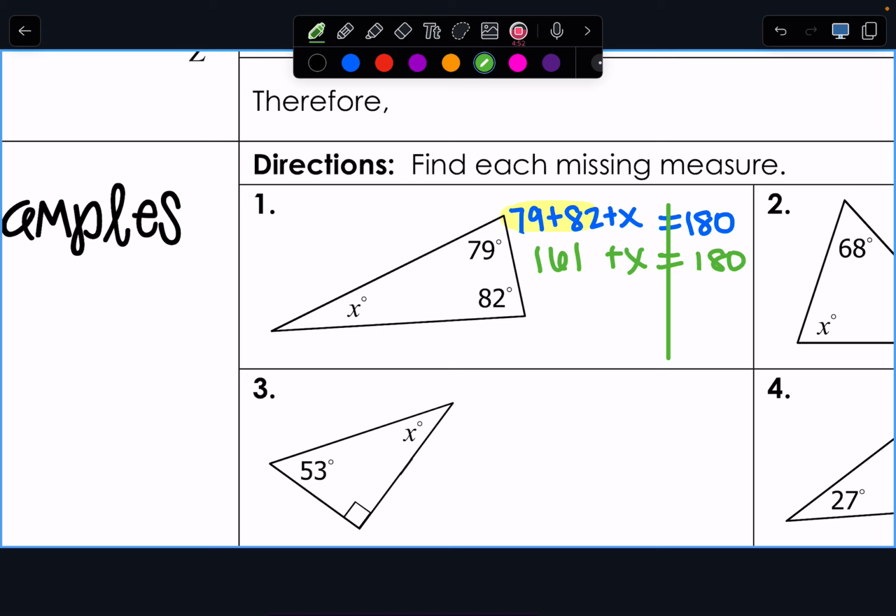How do we get x by itself? If we have 161 plus x, what operation do we need to do? We need to subtract. So we need to subtract 161 to get x equals, what do we get? 19. Do you agree with Charmony's 19? Not so bad, right?